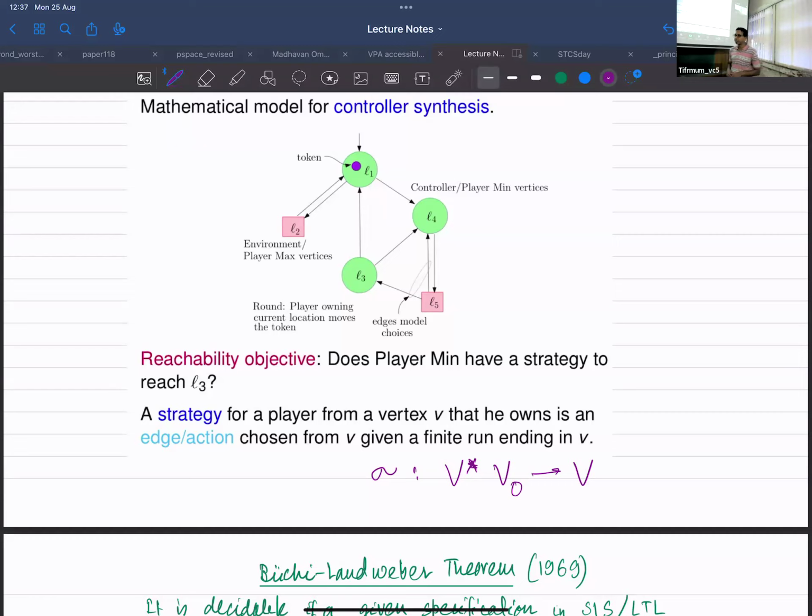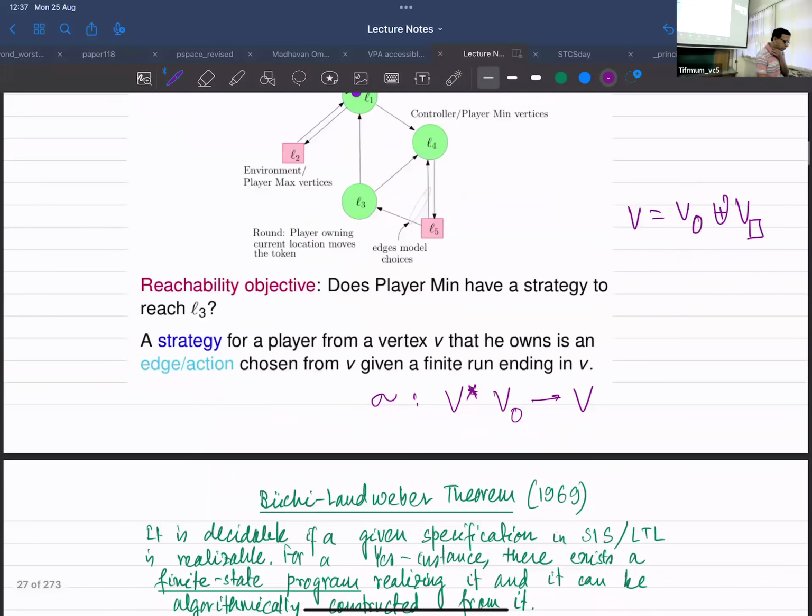So this is the definition of a strategy. I've seen some finite history and I am in a vertex. By V circle, I mean the set of vertices. So V is partitioned into V circle and its complement, these two sets. And when I'm reaching a vertex which is owned by the system player, I must choose which outgoing edge to take. Clear? Is the definition okay?